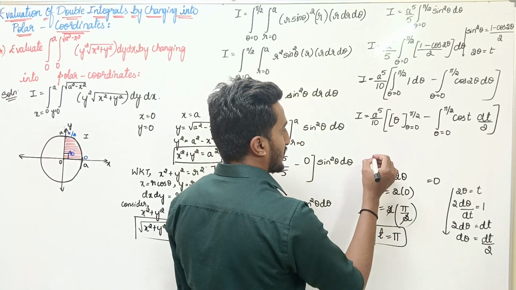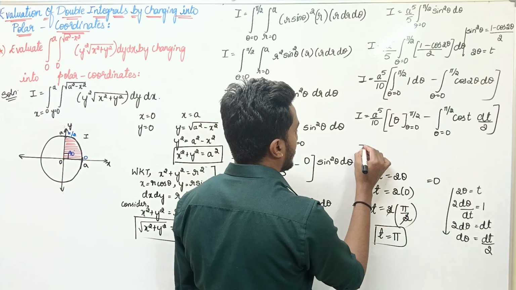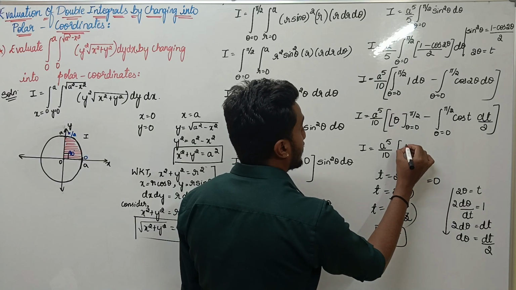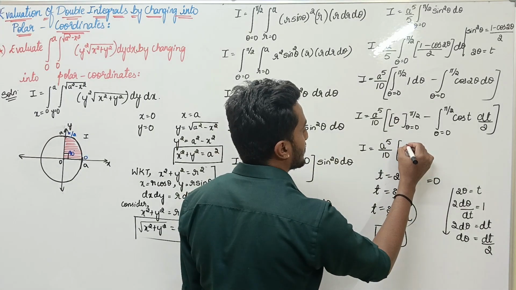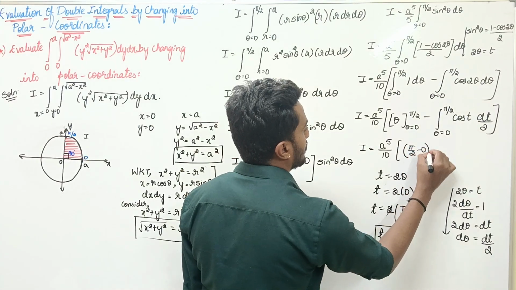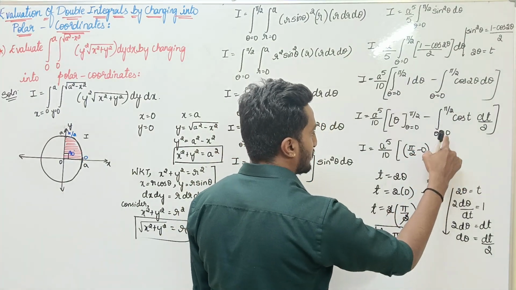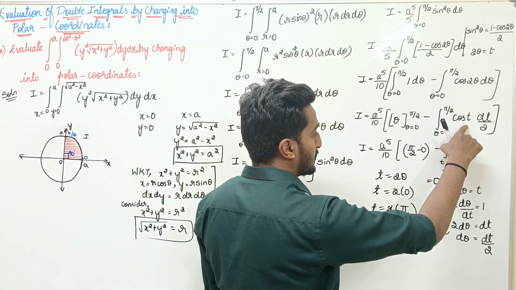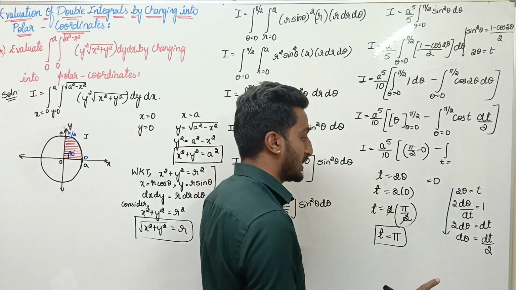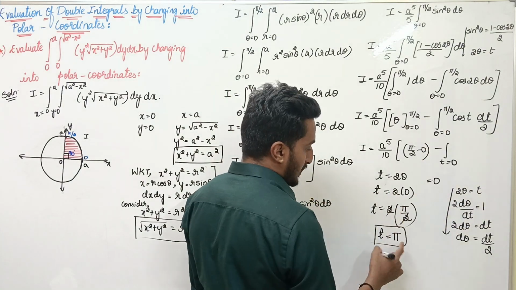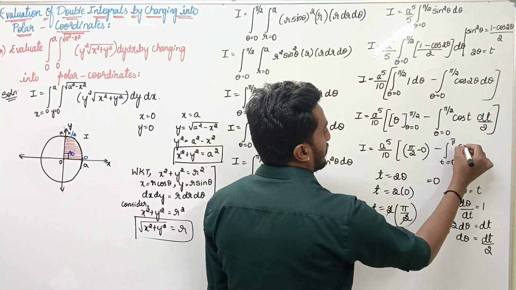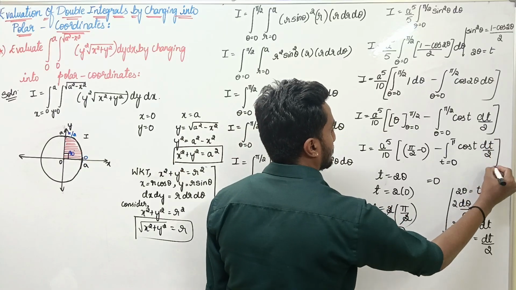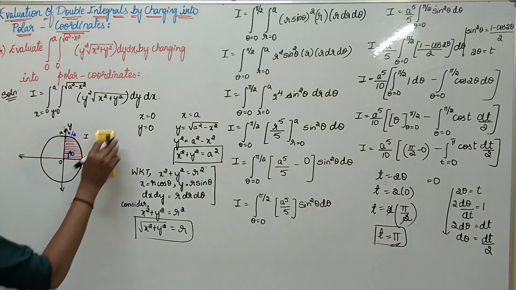What is the value of t? Pi. So I am going to replace here: I is equal to a power of 5 divided by 10 into the integral from 0 to pi, of cos t dt by 2. In place of theta I am representing t because I am integrating with respect to t, so the integral limit points should also be defined in t. In place of pi by 2 we have got pi. Now I am going to erase this part.